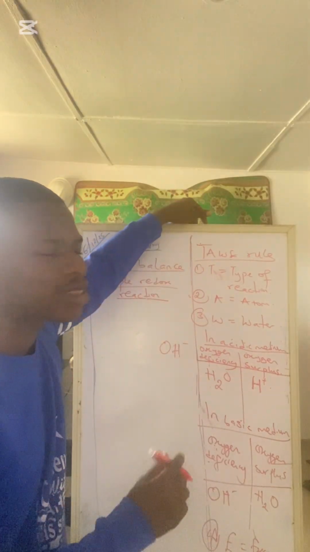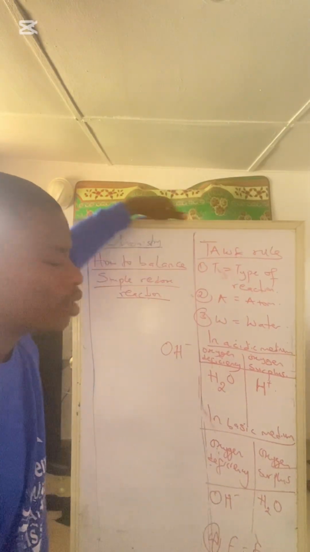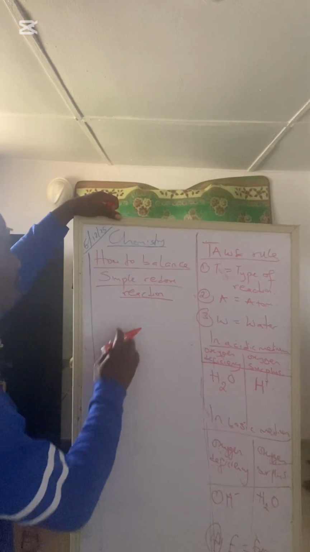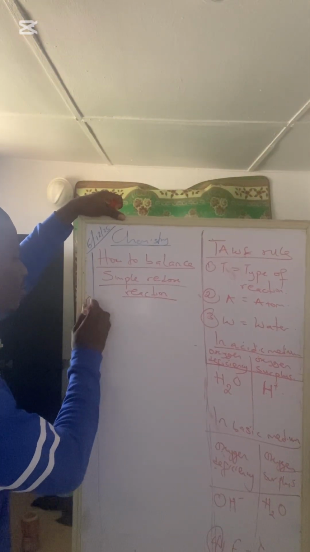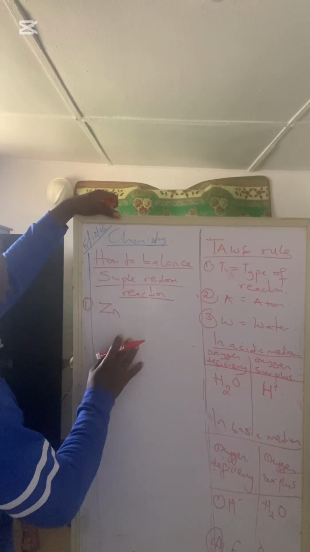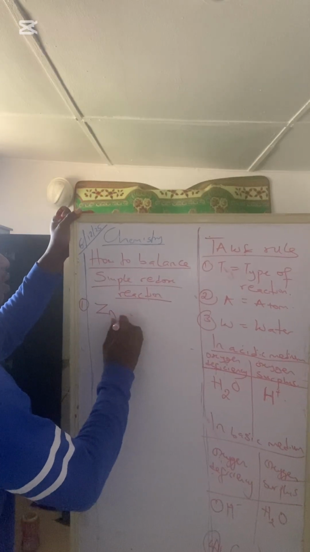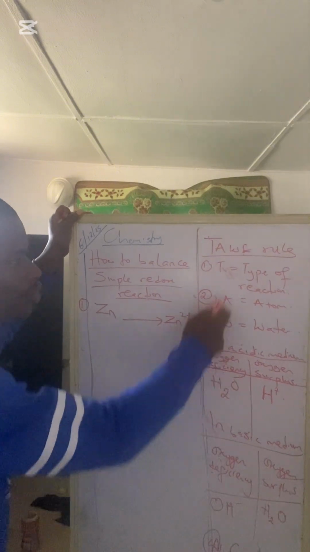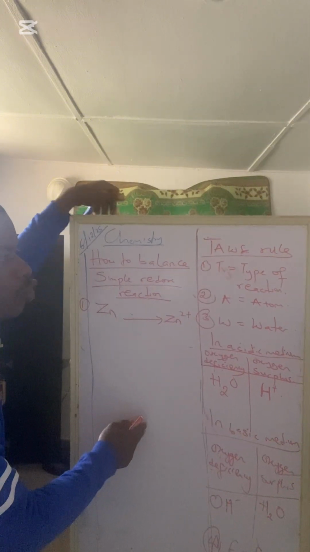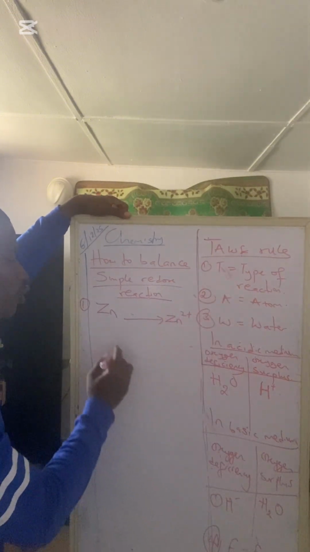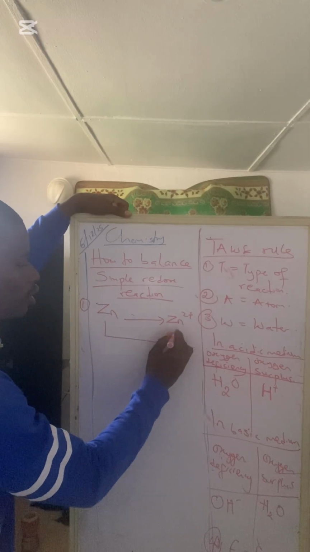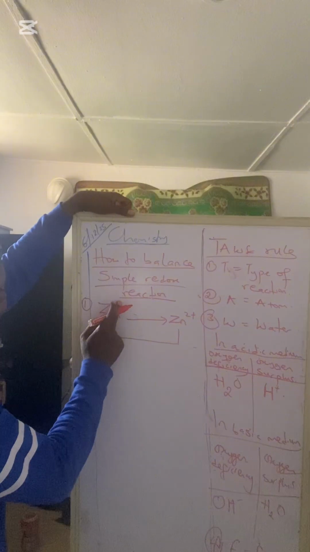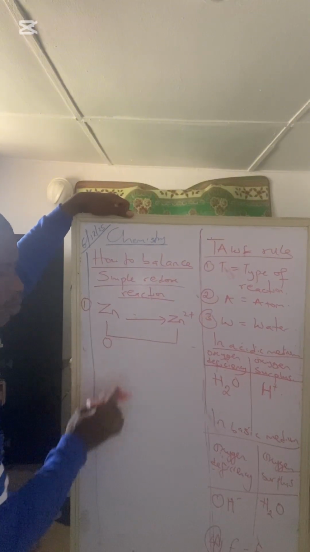So let's start. By the time we start solving them, you will understand better. Number 1, we have to balance Zn to Zn2 plus. We want to balance this using our TAWAI's rule. The first one, determine the type of reaction. What is here? Zinc has no charge. I told you if there is no charge, the charge there is 0.